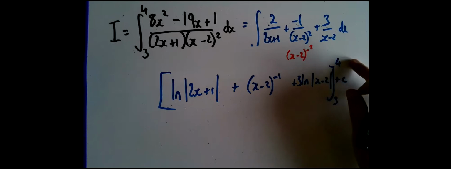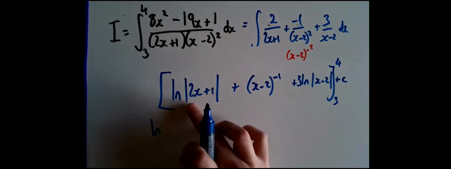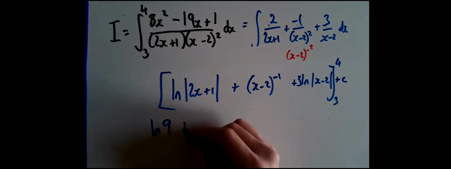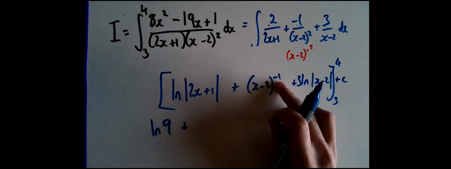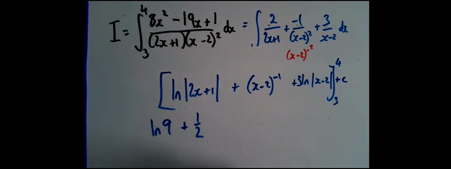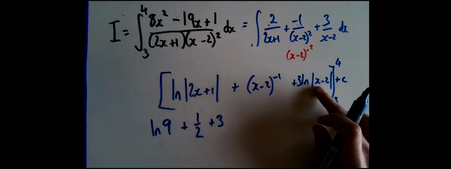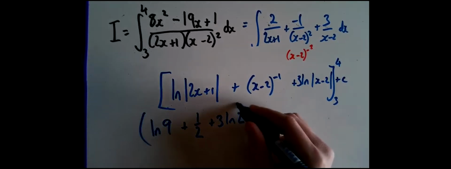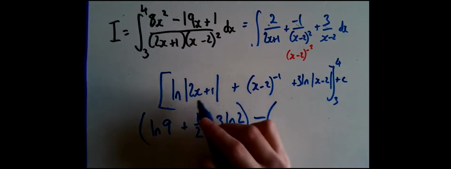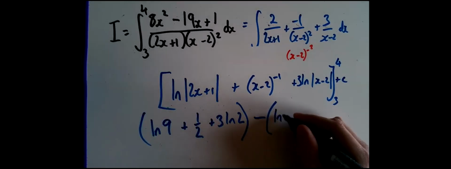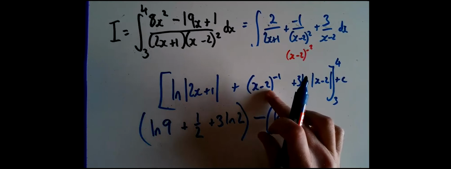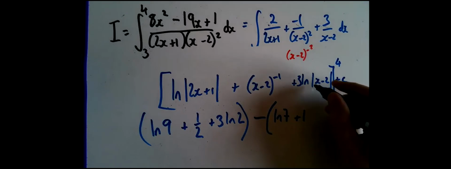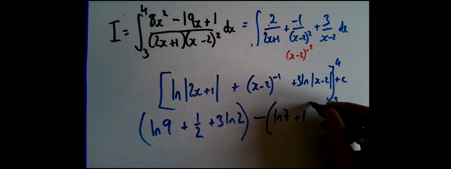I would substitute in the top one first, so the 4. So I get ln of 2 times 4 is 8, plus 1 is 9, plus 4 take away 2 is 2, so minus 1 is a half, plus 3, 4 take away 2 is 2, so I get 3 ln 2. Take away 7, 3, so that's 6, I want 7, so ln 7. 3 take away 2 is 1, 1 to the power anything is just 1. 3 take away 2 is 1, and ln 1 is 0, that just disappears.